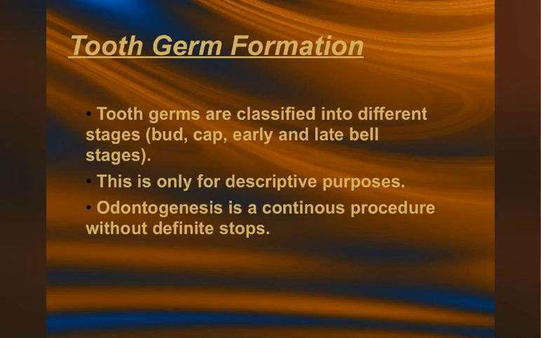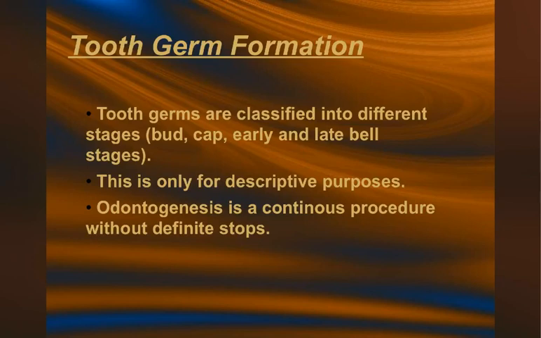Tooth germs are classified into different stages depending on the shape and the state of development of the end of the dental lamina. So all depends on how the end of the dental lamina looks. First stage, the bud stage. The end is an oval structure. Then cap stage. The end of the dental lamina looks like a cap.